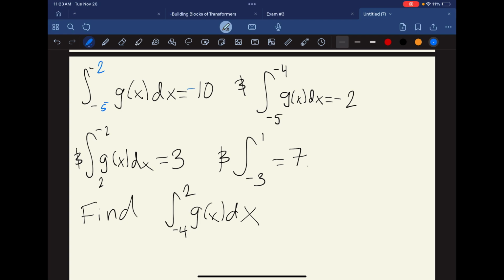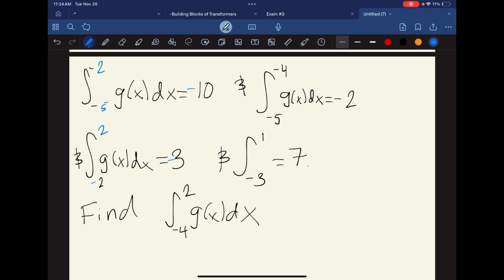Okay, so how about this one? -5 to -4, that's okay because our smaller number is on the bottom. How about 2 to -2? That one needs to be flipped, right? 2 is the bigger number, it needs to be on top. So 2 would be on the top, -2 would be on the bottom. So then this would be a -3. Okay, then -3 to 1, this is fine, right? The smaller number is on the bottom, so that should be okay. All right, so now we need to find -4 to 2, g of x dx.